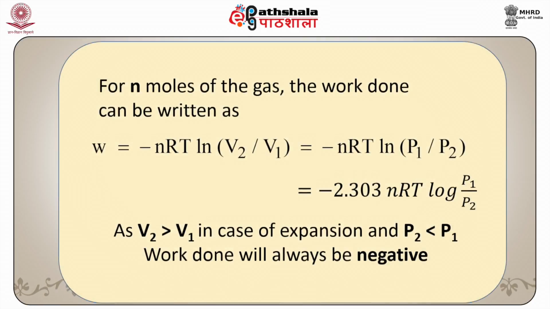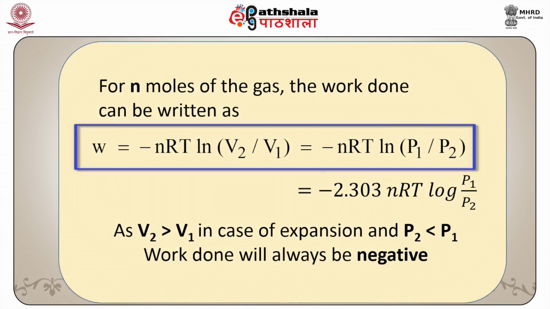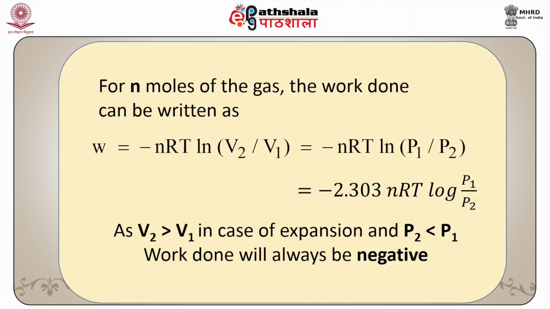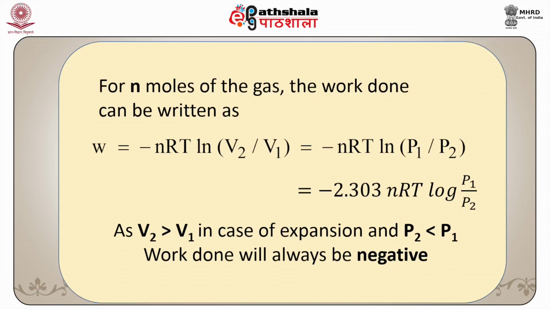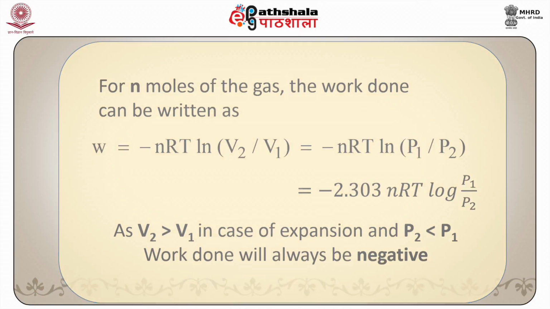For n moles of gas, the work done can be written as W equal to minus nRT ln V2 by V1, which is equal to minus nRT ln P1 by P2, which is equal to minus 2.303 nRT log P1 by P2. As V2 is greater than V1 in case of expansion and P2 is less than P1, thus in the above equation, work done will always be negative.